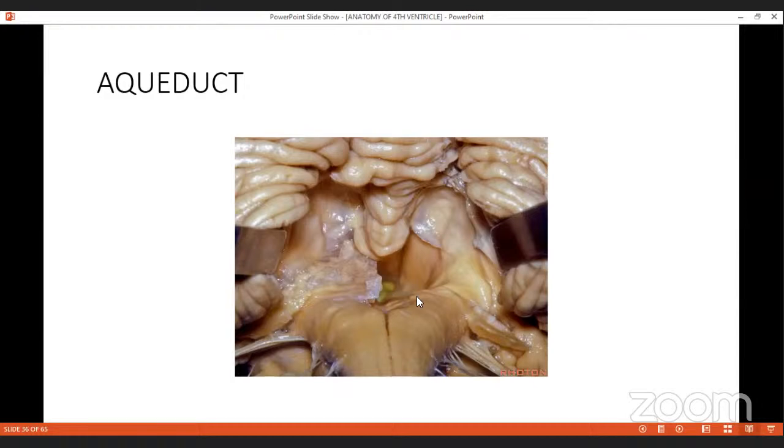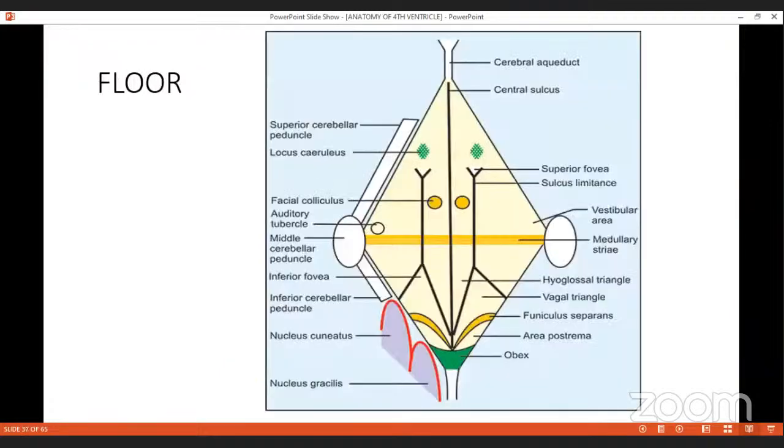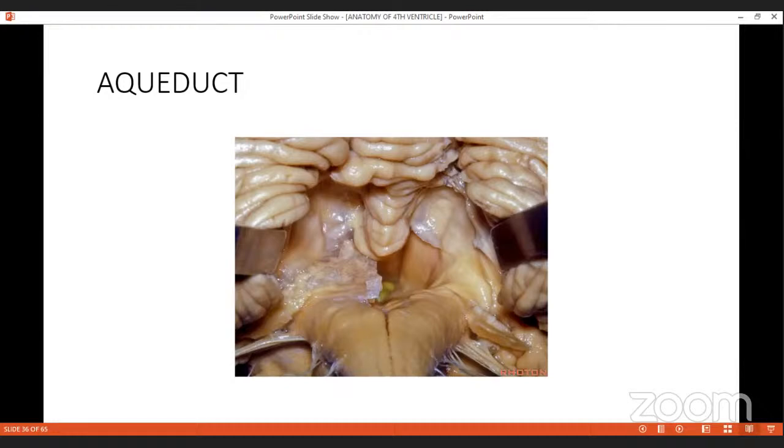This all we have studied. These diagrams are just to study these structures isolated so that it can be more clear. So this was about the structures of the roof of the fourth ventricle that we have studied.